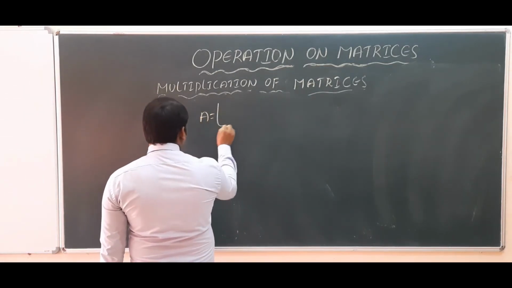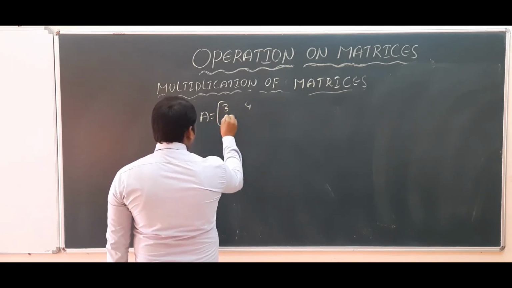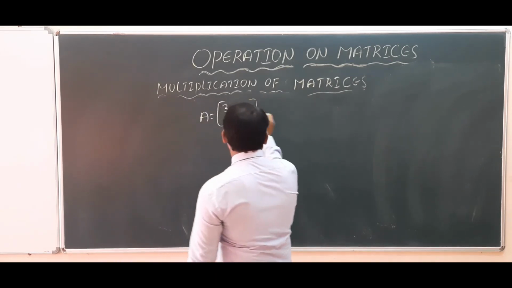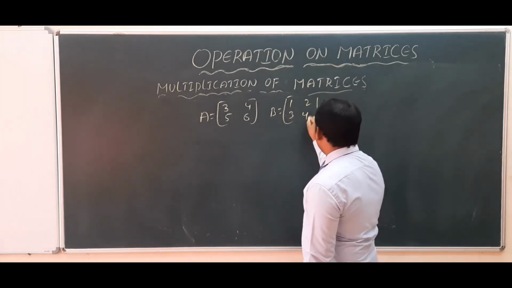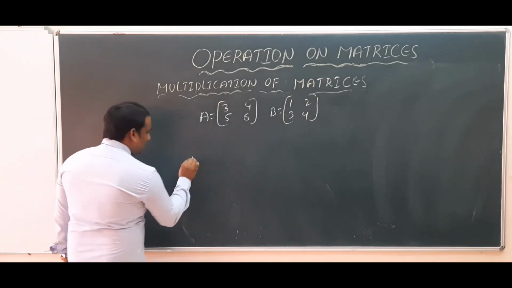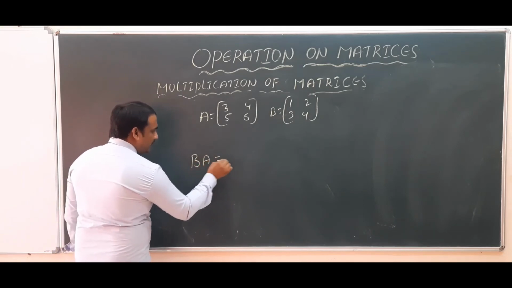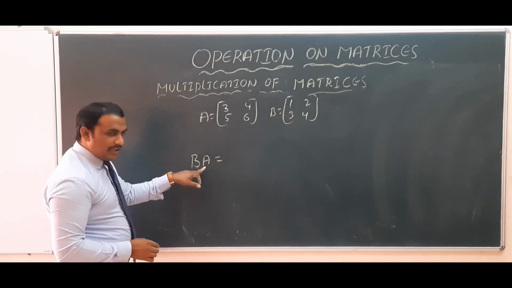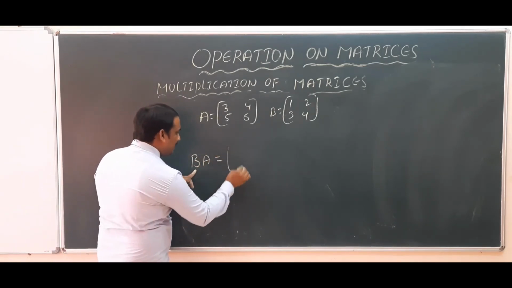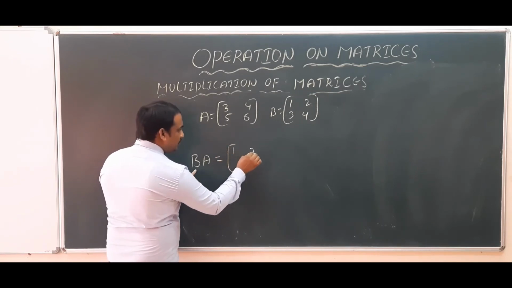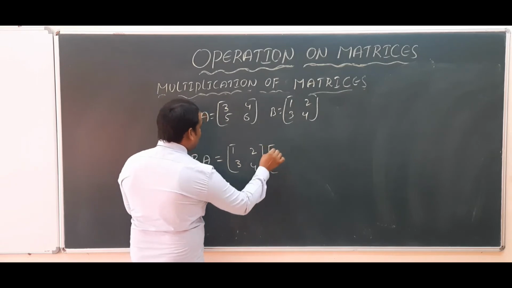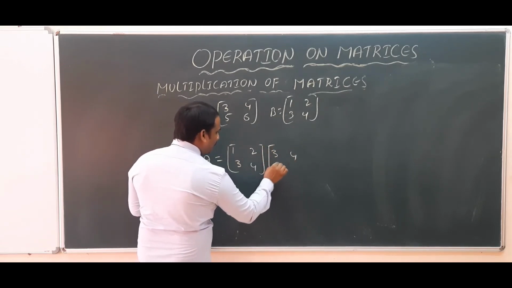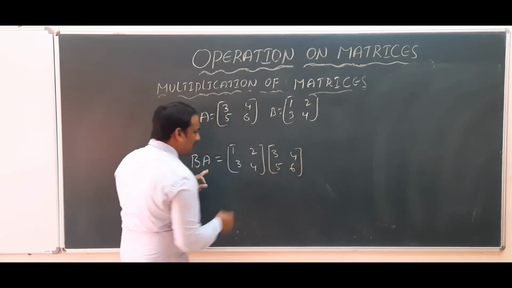Next example, I am taking one more example. A equal to 3 4 5 6, and B matrix I am taking here 1 2 3 4. Now I am multiplying here, I am taking BA. When you are writing B matrix into A matrix, first you have to write the B matrix. What is the B matrix? 1 2 3 4. Next you have to write the A matrix. What is the A matrix? 3 4 5 6.